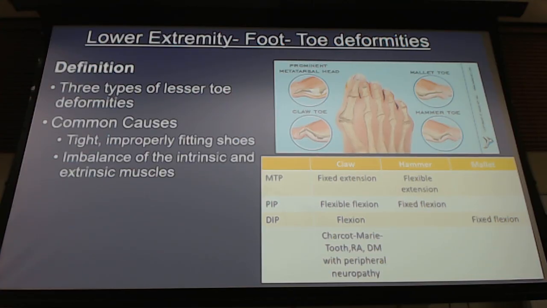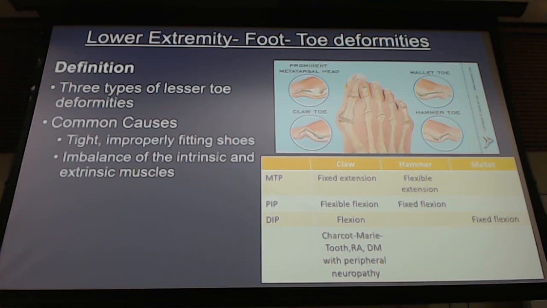All three of these occur with the lesser toes. That doesn't mean it cannot occur with the big toe, but they're more common in the lesser toes. You only have two phalanges in the great toe. You have three in the lesser toes, which makes these more common in the lesser toes. Okay?